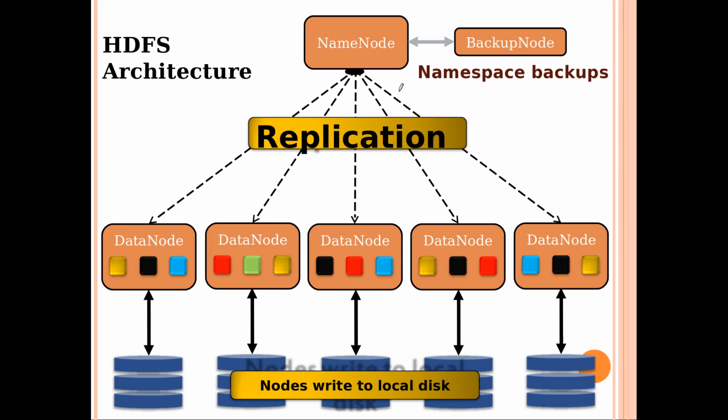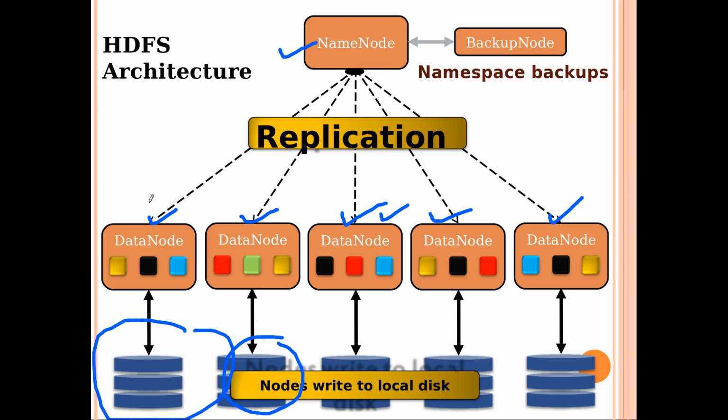One is the name node and the second one is the data node. The name node is connected to different data nodes. Data nodes are part of the different nodes, that is, different portions of the entire cluster. As you know, HDFS is divided into name node and data node.